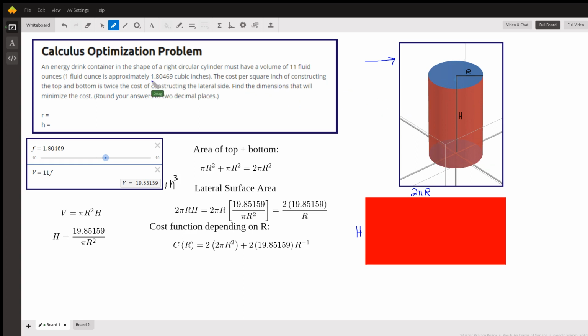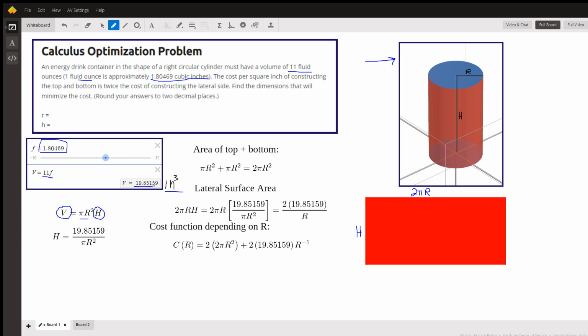You're told that the can must hold 11 fluid ounces, and 1 fluid ounce is approximately that many cubic inches. So if this is the number of cubic inches in 1 fluid ounce, and we multiply that number by 11, we'll have the volume of the can in inches cubed. The volume of a right circular cylinder is pi times the radius squared times the height. So if we put this 19.85 in here for the volume and then divide by pi r squared, we'll have h in terms of r.